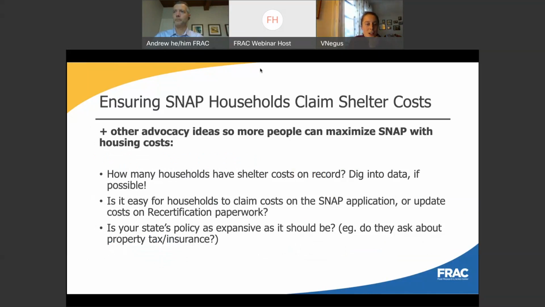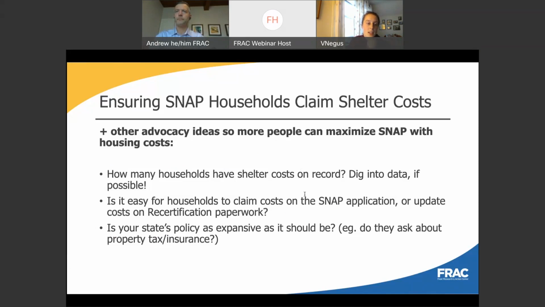Okay, so some other quick advocacy ideas so that more people can maximize SNAP with their housing costs now, as we move forward with the laws as we have them on the books right now. First is trying to learn about how many households actually do have shelter costs on record, and dig into that data if possible. If you're able to get that or talk with your state about that, that's always helpful to understand.